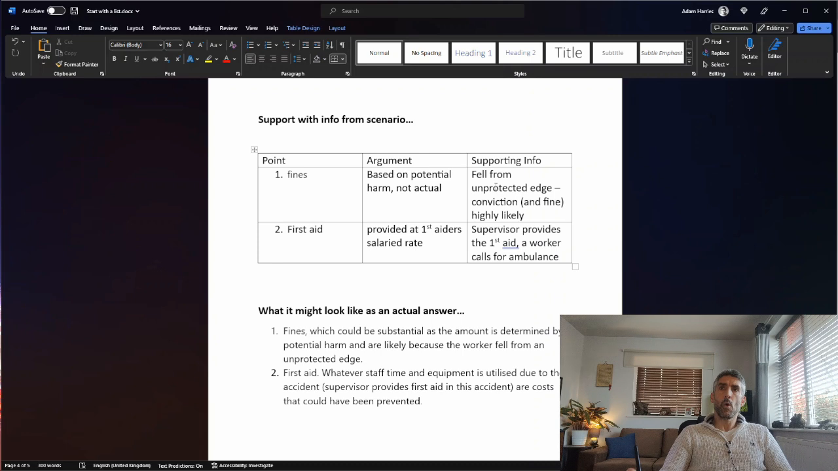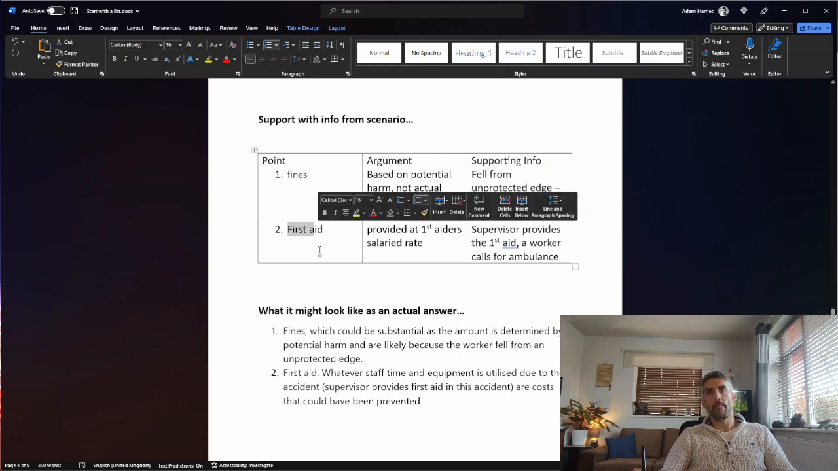And by putting in the fact that there was a fall from an unprotected edge, that's information from the scenario that we are using to support our answer. So now we are meeting everything that has been asked for. Let's look at the second one as well, first aid.